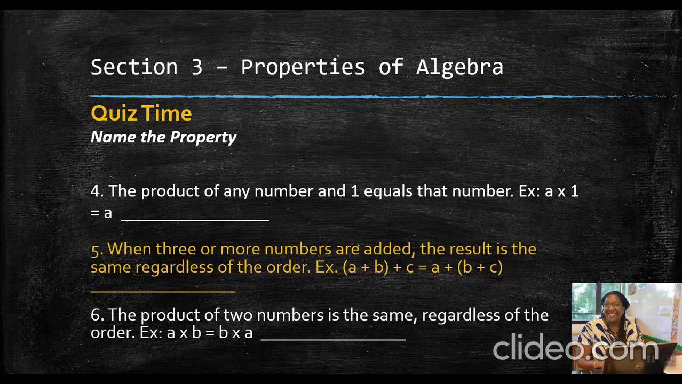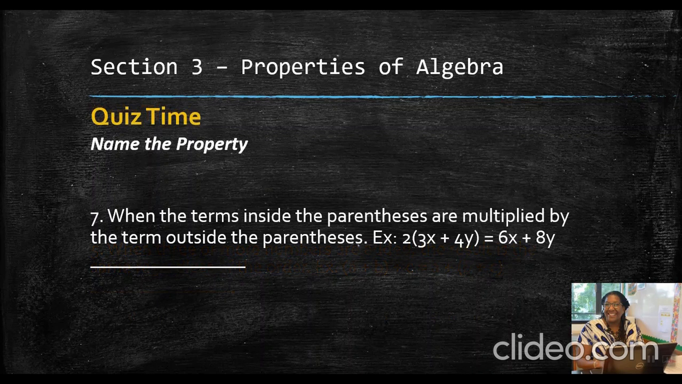Number 6, the product of two numbers is the same regardless of the order. A times B equals B times A. Name that property. And the last question, when the terms inside the parentheses are multiplied by the term outside the parentheses, this property is called the blank. You can fill that in. After you have finished filling in the answers for these 7 questions, you can go to the resources and select the quiz, and the solutions are there. So you can go there and look at the answers and see if you got all the questions correct.